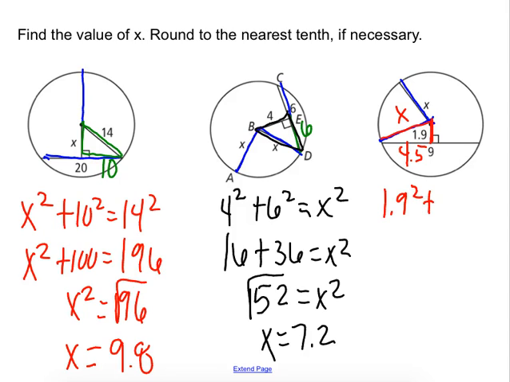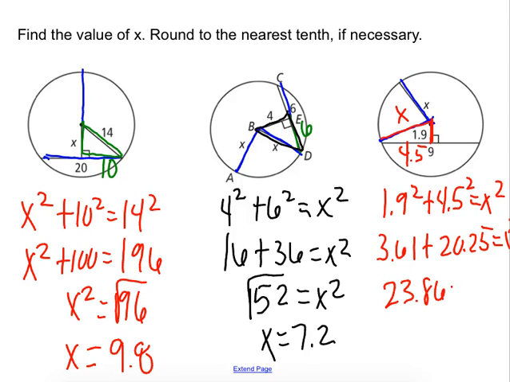1.9 squared plus 4.5 squared equals x squared. 1.9 squared is 3.61 plus 20.25 is x squared. Adding those together, 23.86. And taking the square root, we get x equal to 4.9. Yep, again, that was just straight Pythagorean theorem, guys. Just kind of having to look at a picture and decide what we needed to do.